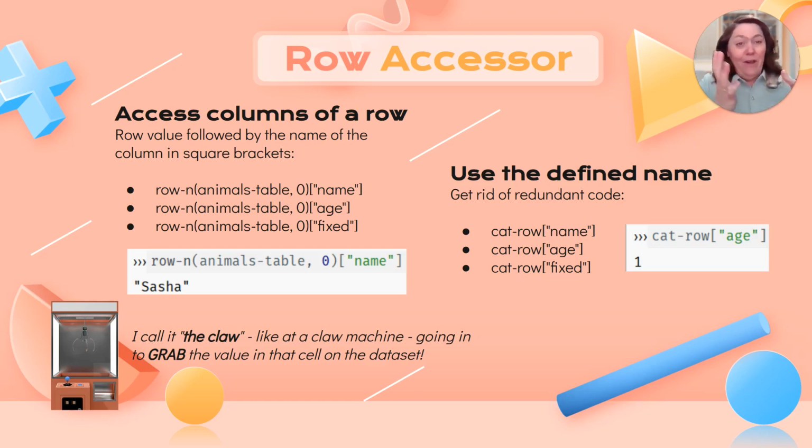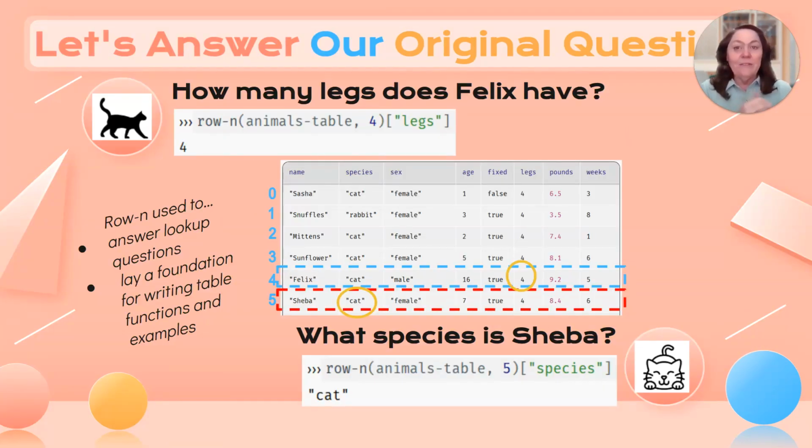However, if you've already defined that row, let's get rid of some of that redundant code. And we've named it cat row. So let's do cat row grab the name or grab the age, as I've given the example here, and see that cat row was 1 year old. We can grab the value that way. So now we have our row accessor and our column accessor there.